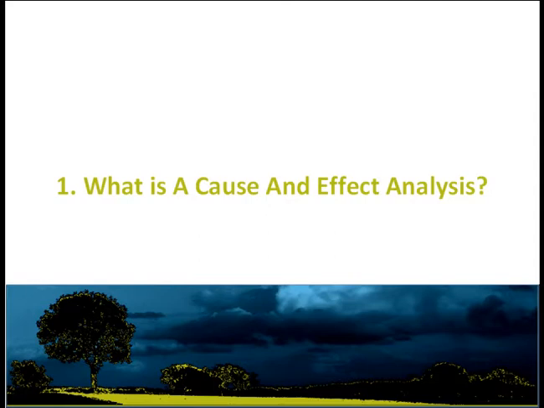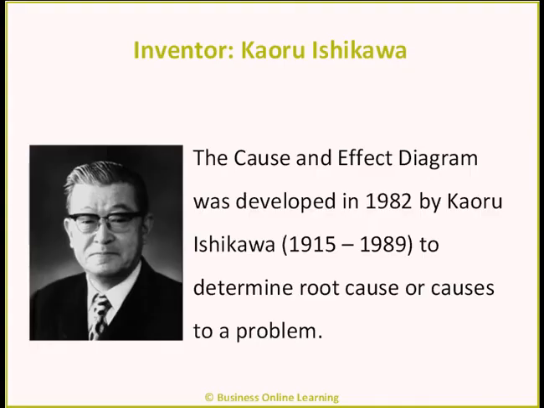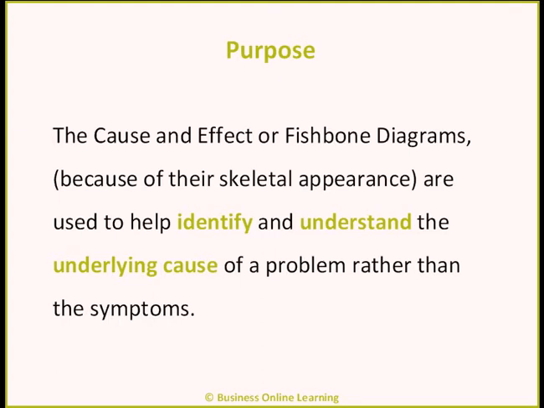So what is a cause and effect analysis? It was invented by a Japanese expert on quality called Kaoru Ishikawa in 1982, and it's used to determine the root cause or causes of a problem. The cause and effect, or fishbone diagram, because of their skeletal appearance, are used to help identify and understand the underlying cause of a problem rather than the symptoms.